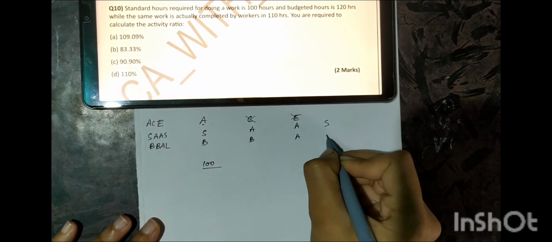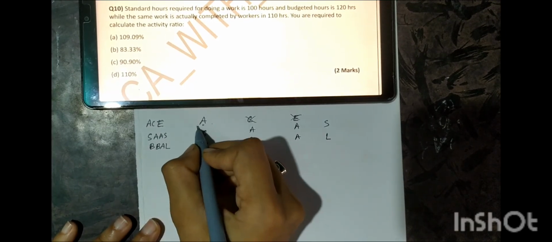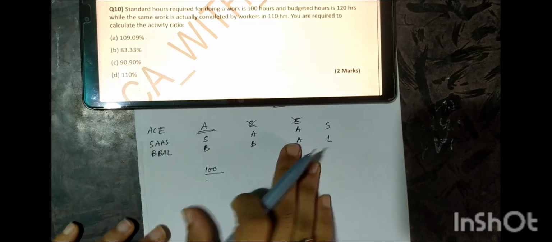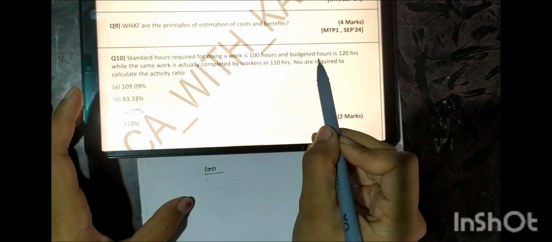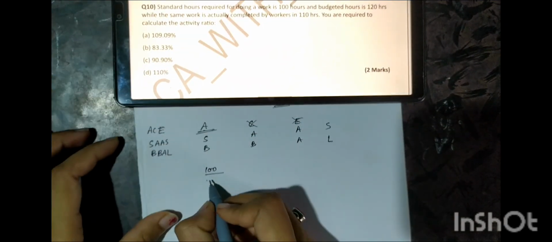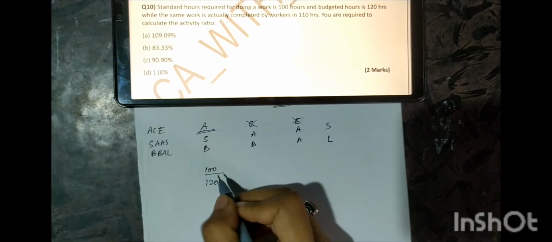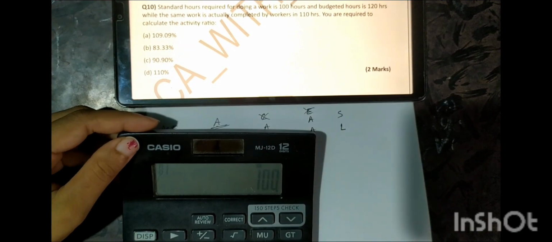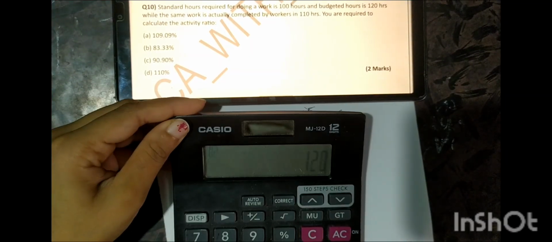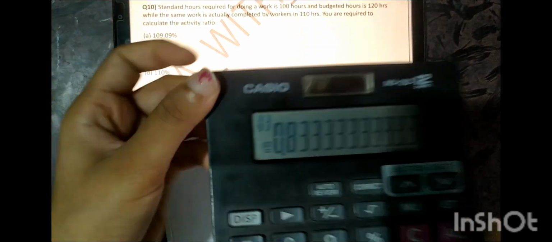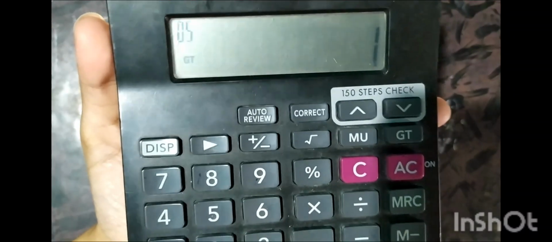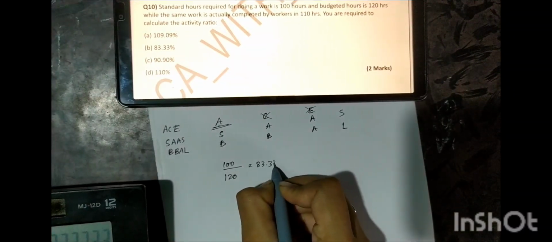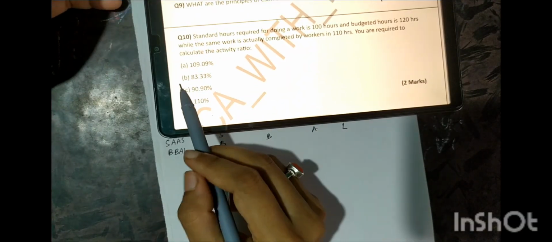BBAL. So A means activity ratio: standard hours upon budgeted hours. So budgeted hours, have they given it in the question? Yes, they have given. What is it? Budgeted hours is 120 hours. So for activity ratio, standard hours upon budgeted hours, it is 100 upon 120, which comes out to be 0.83333. So 0.83333 into 100 is 83.3333, which is option B. Fine.